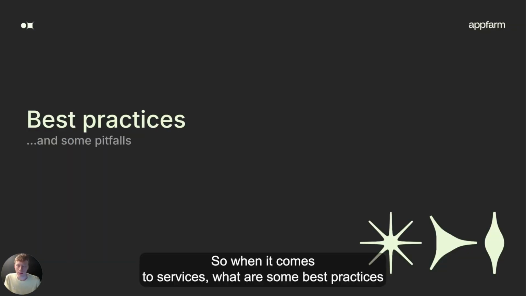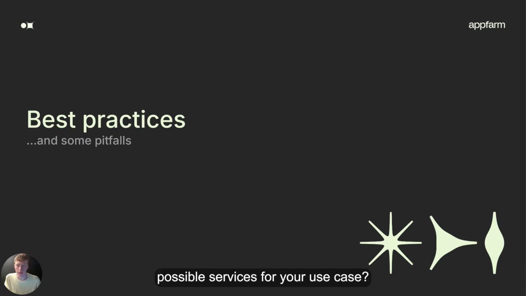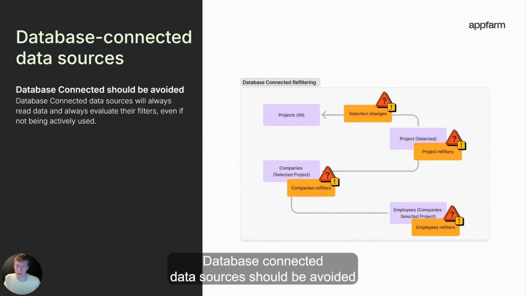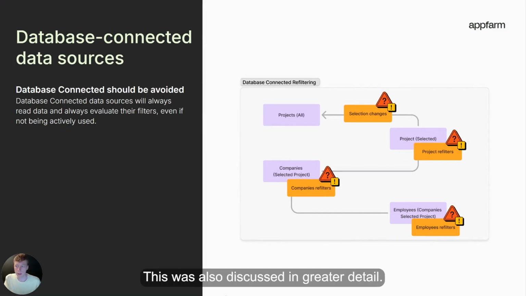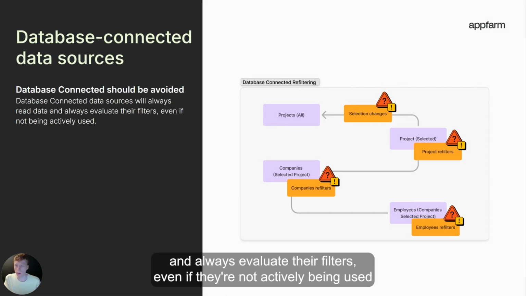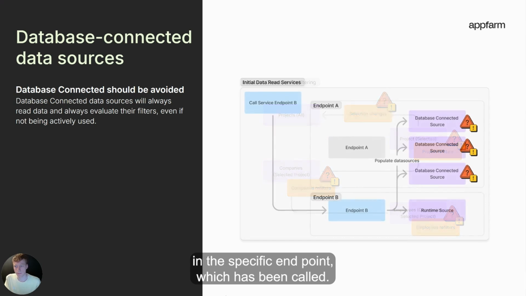So, when it comes to services, what are some best practices and what are some pitfalls to allow you to build the best possible services for your use case? Database connected data sources should be avoided. If you've seen another webinar where we discuss app performance, this was also discussed in greater detail there. Database connected data sources always read data and always evaluate their filters, even if they're not actively being used in the specific endpoint which has been called.